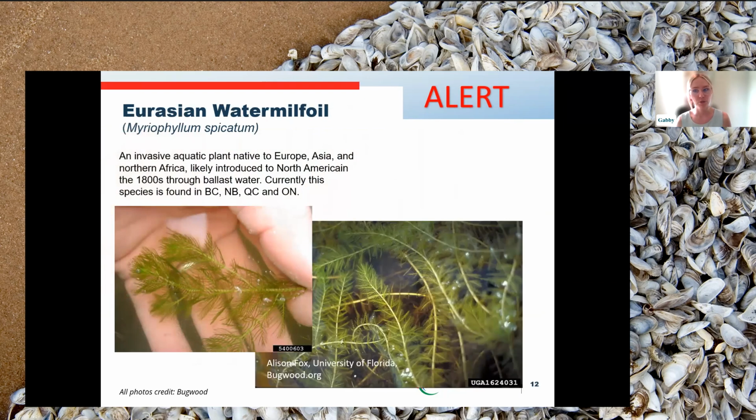So Eurasian water milfoil, this is another pretty bad one that we have in some areas of Canada. This species is a plant that was introduced from Europe, Asia, and Northern Africa. It was likely introduced in about the 1800s, again from ballast water release. Currently this species is in BC, New Brunswick, Quebec, and Ontario.